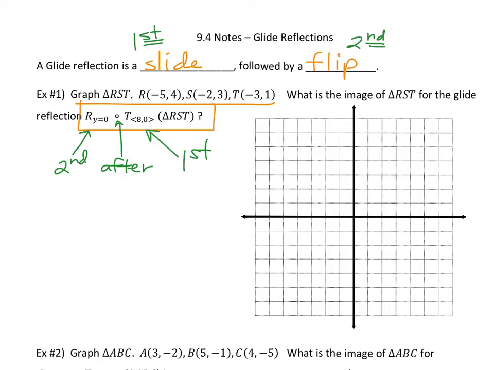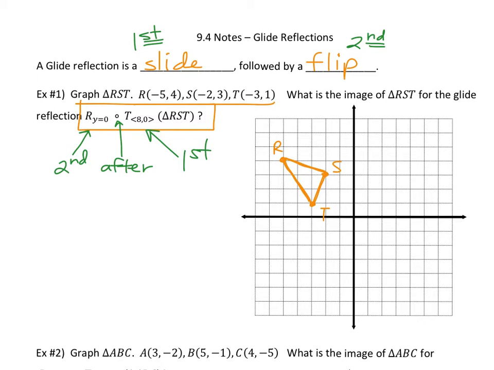All right, so let's plot these. R is at -5, 4. 1, 2, 3, 4, 5. 1, 2, 3, 4. So here's point R. S is at -2, 3. And T is at -3, 1. So this is the triangle we are starting with, and we are going to do a glide reflection, okay?